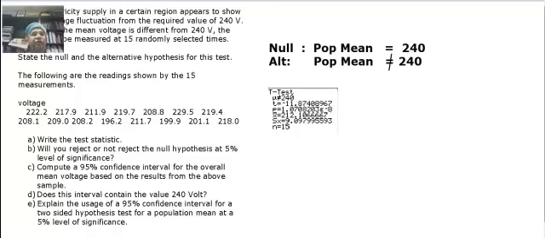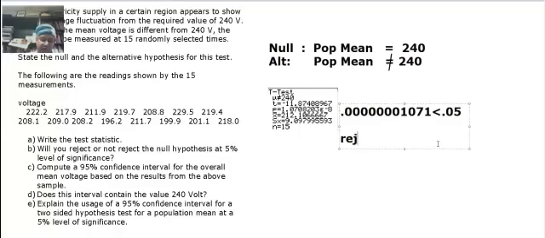And the p-value is 0.123456 7, right? 1071, which is less than what? 0.05. So we reject the null and I go and buy a voltage stabilizer. All right, everybody clear? Clear?